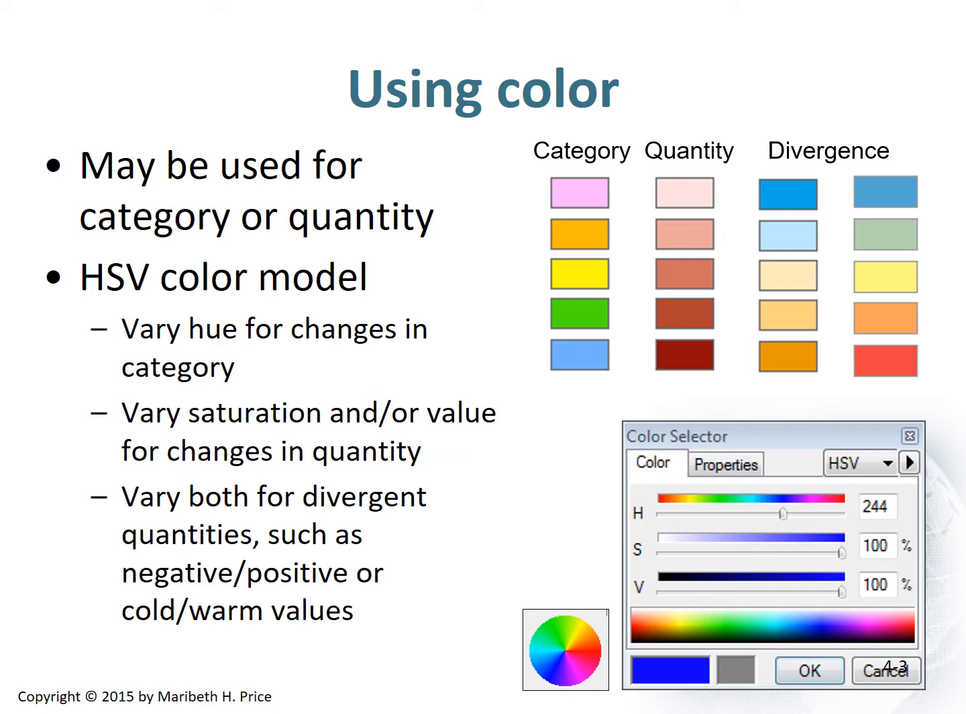And you can have a divergence where you go from one extreme to another, going from one color to another to impart sort of a shift from A to B or a negative to positive kind of a scenario. All these are just ways of looking at hue, saturation, and value as colors, and how we can use colors to impart information.